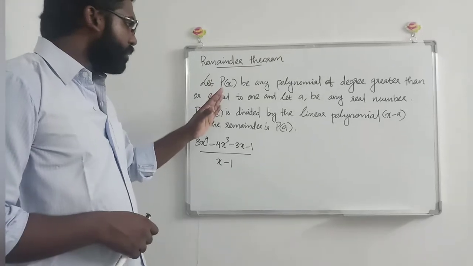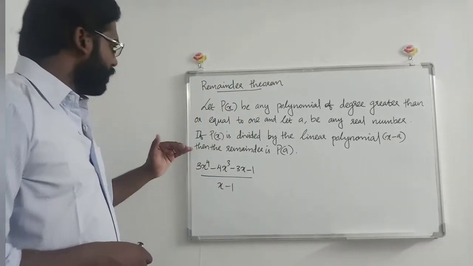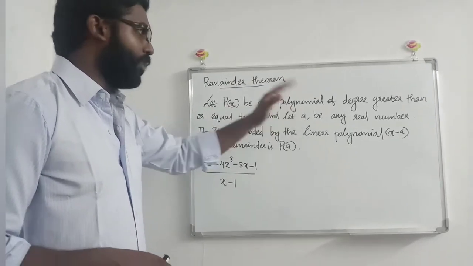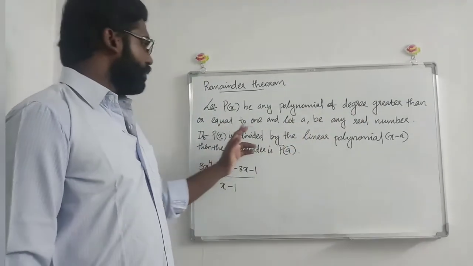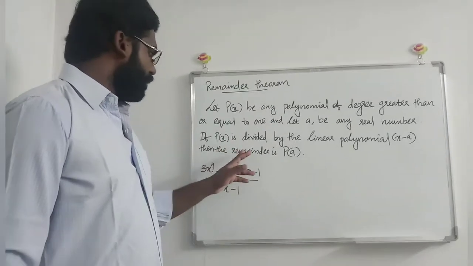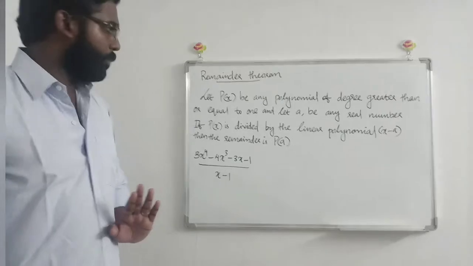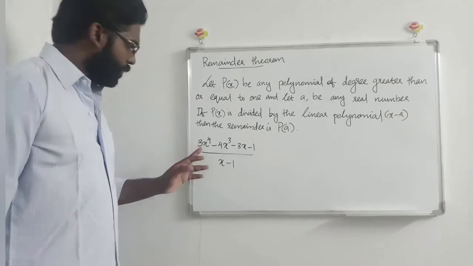First we cross-check the definition and check that all the terms are familiar. Let p of x be a polynomial. Polynomial is a familiar term. Degree. Next, a real number, which you already studied in the first chapter. Linear polynomial. All these terms you know. I'll explain with an example.